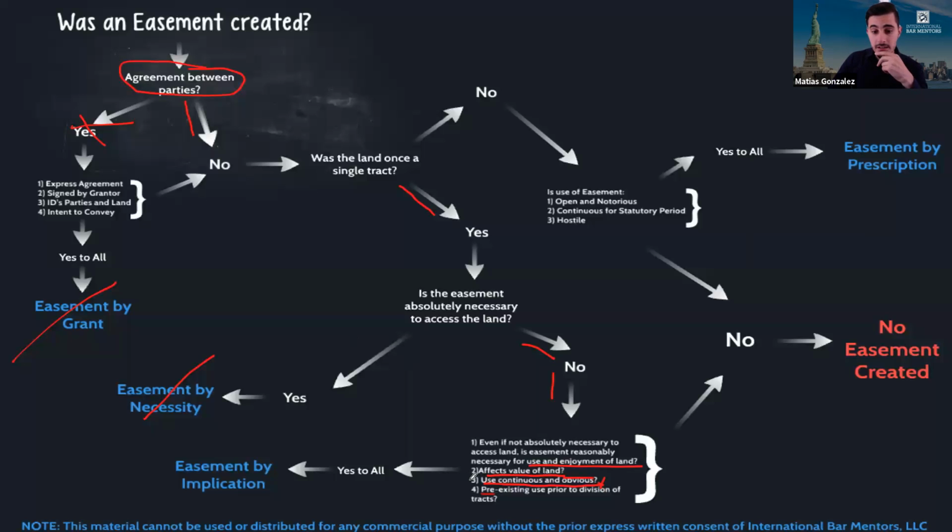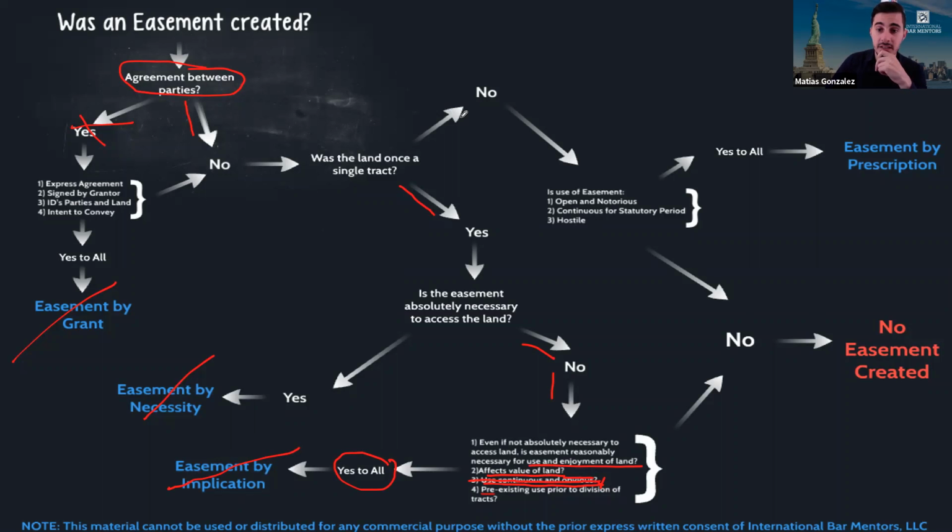So whether or not the purchaser has an easement by implication is falling apart because the use is not continuous and obvious, right? And if you can't say yes to all, then you're not going to have an easement by implication, right? Now that rules out 3 of them.